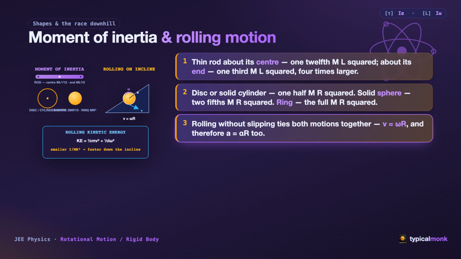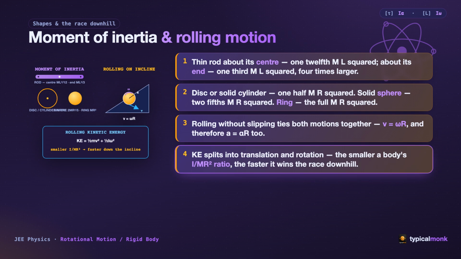Third, rolling without slipping ties the two motions together through one equation, v equals omega r, and therefore a equals alpha r as well. And fourth, kinetic energy splits into 1/2 mv squared for translation, plus 1/2 I omega squared for rotation. And the smaller a body's I over mr squared ratio, the faster it wins the race downhill. That is why, released together, a solid sphere always beats a disc, and a disc always beats a ring.